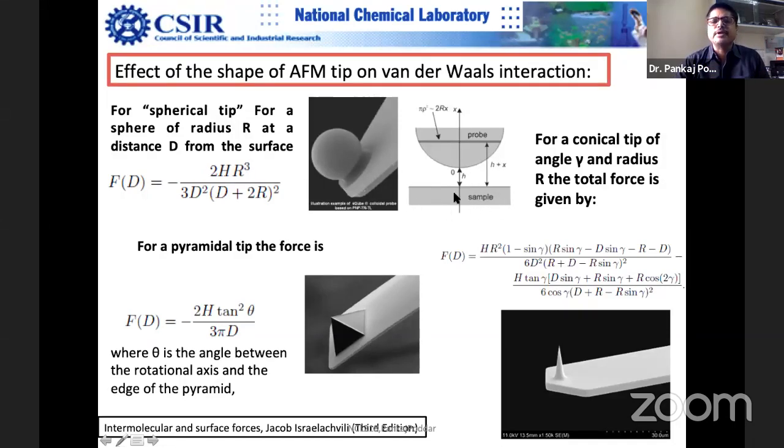You can see one example here. One side, your sample is flat, and the probe is spherical. In this particular case, with Hamaker's help, we can easily calculate the van der Waals force between two objects if we have the dimensions right. In case we have a pyramidal tip, not a spherical tip, we can use this formula easily. If we have a conical tip like a birthday cap, instead of a pyramid, birthday caps can also be pyramidal these days, you can use this formula.